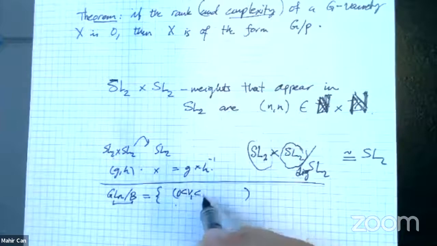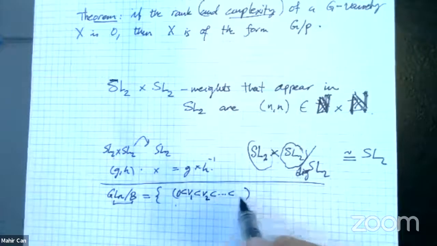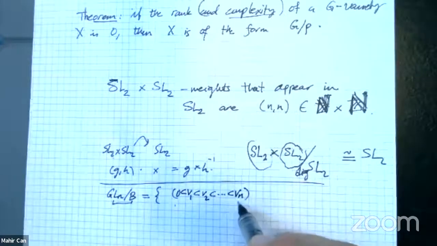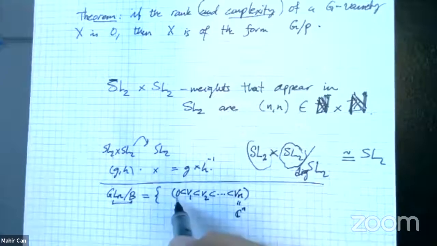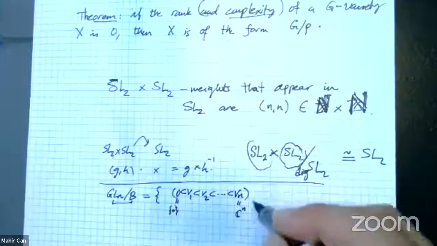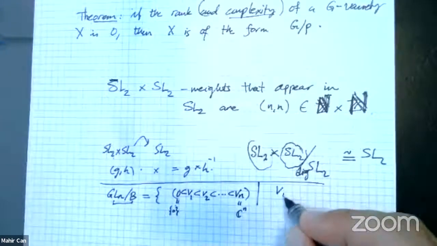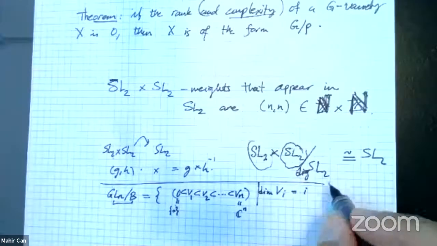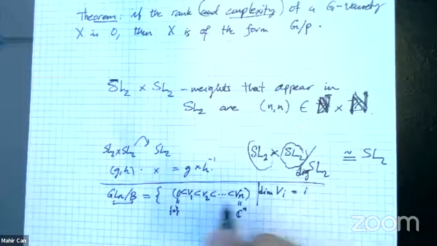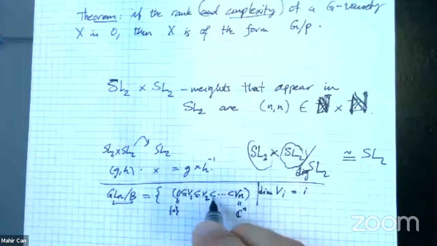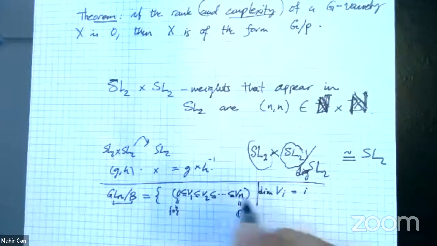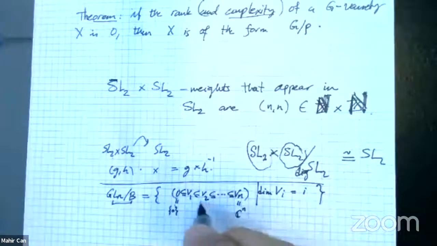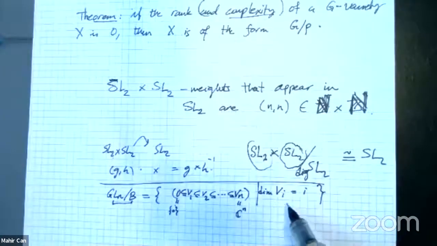This is C^n. This is the zero dimensional subspace. V_i is an i dimensional vector space. And we have this containment. And they are, of course, proper containments because the dimensions are distinct.